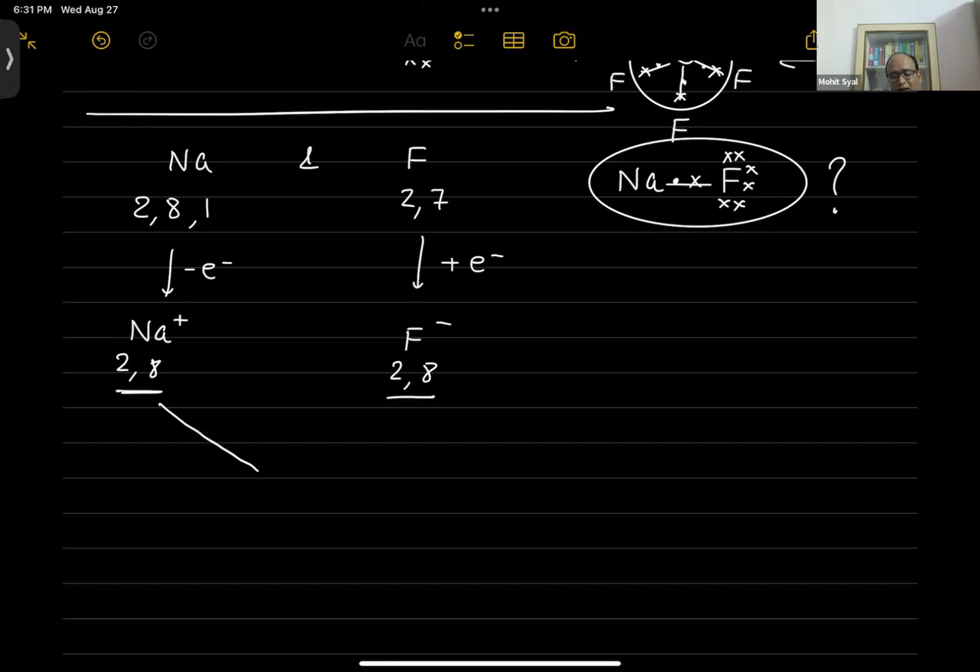Now the cation and anion form a bond, but this is a different kind of bond. It is not formed through sharing, but by electrostatic force of attraction. Got it? This is the ionic bond, right? The electrovalent bond. So let's discuss it in the next class.